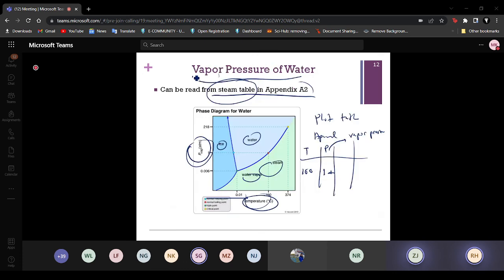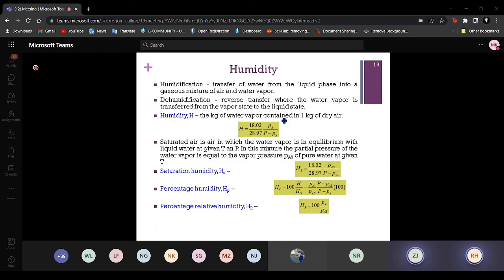So why is it important to know this one? Nanti ada equation yang akan pakai nilai vapor pressure ni. So that's why they introduce this one. Okay, humidity. This is very important. Okay, what is humidity? Humidification and dehumidification. This one is basically you learn in the unit operation, so I will not touch on that. So we go to this humidity.